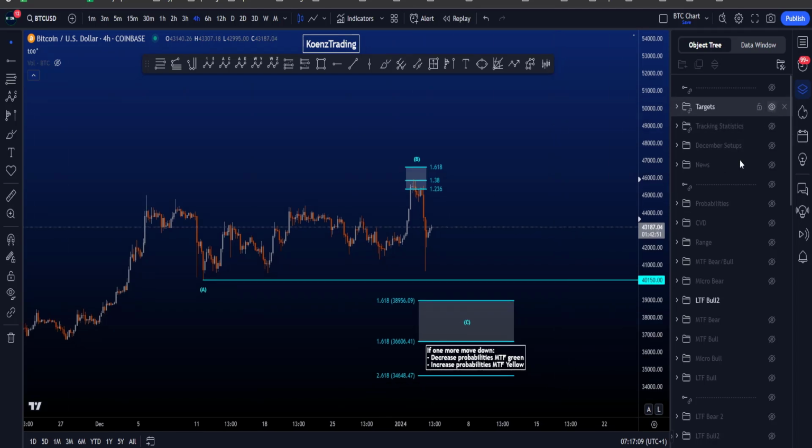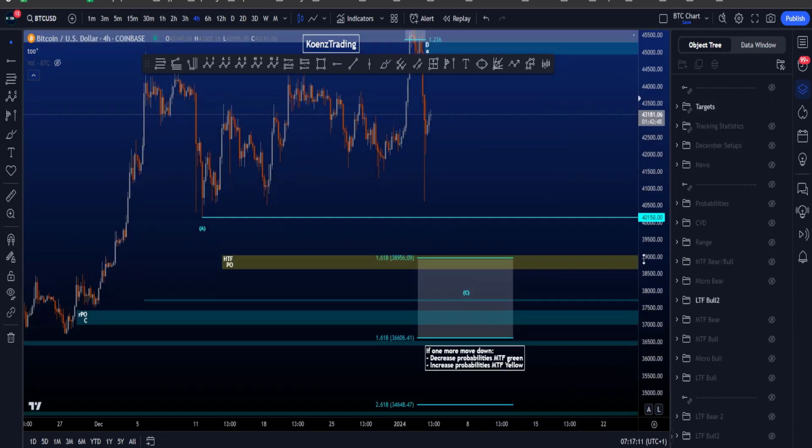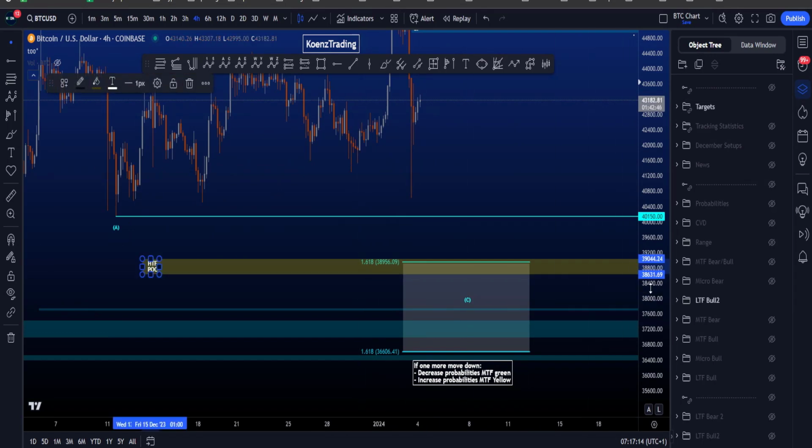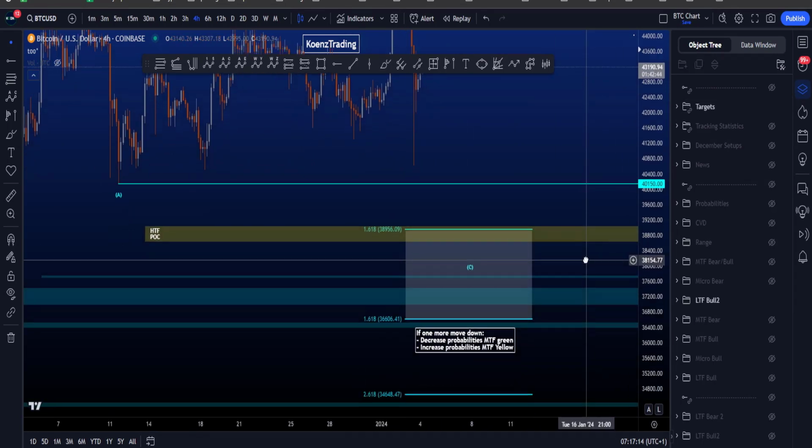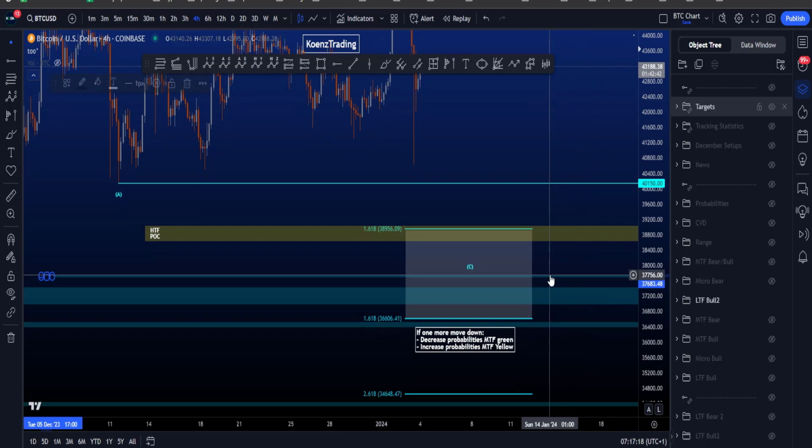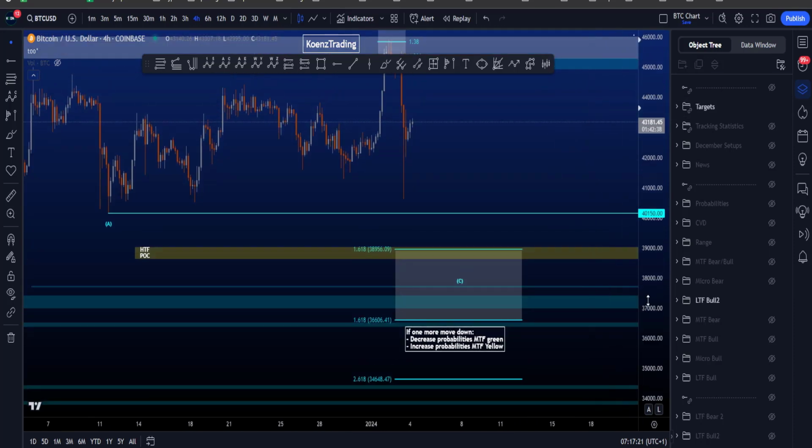Now in this area we do have some additional resistance. As you can see, we have the golden box here sitting between 38.6 and 39k. Then we have some blue boxes here sitting between 37.7 and 36.4k for some extra support.